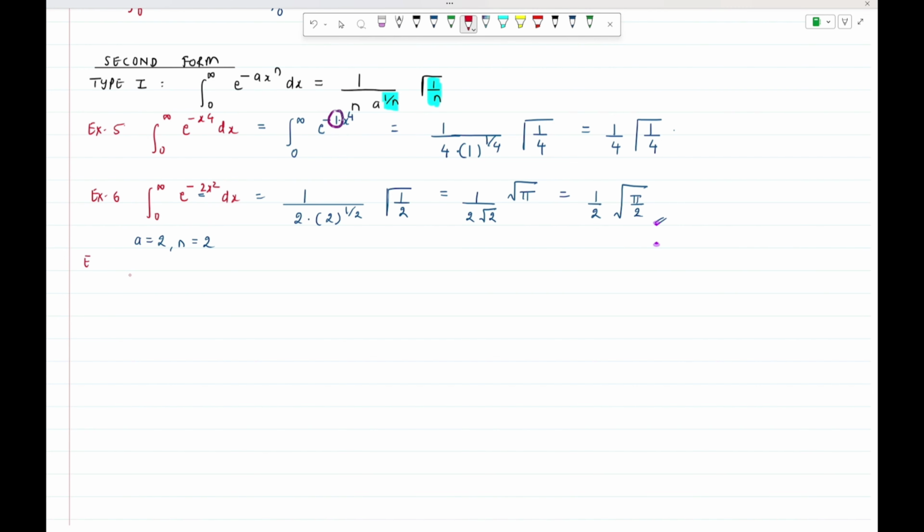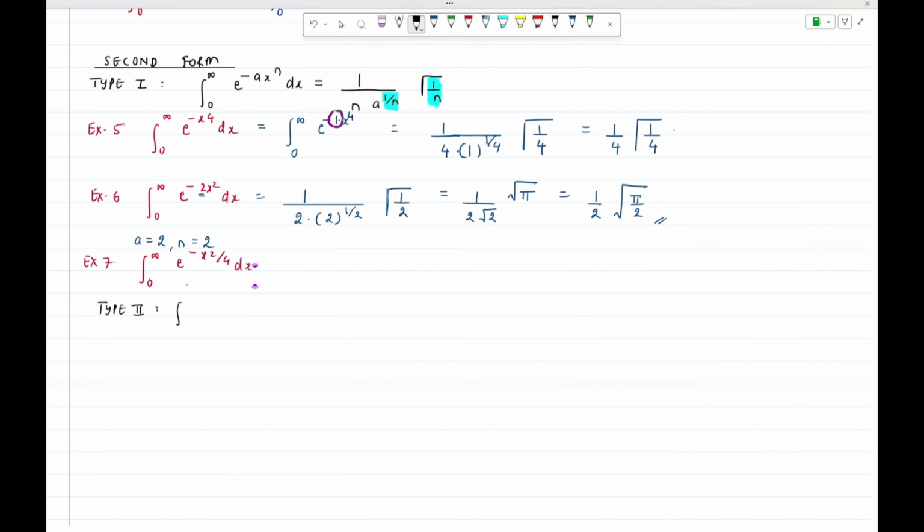Now I'll leave one practice problem, so you can try that. So example number 7 is practice for you. Integral from 0 to infinity e raised to negative x square by 4 dx. So please try, and you can comment the answer in the comment section below. Now let's move on to the next type.